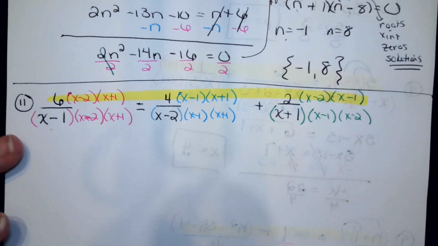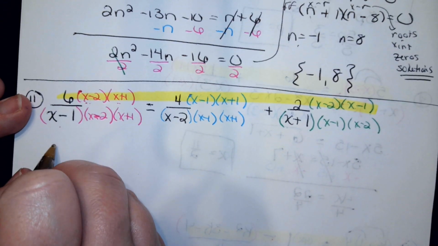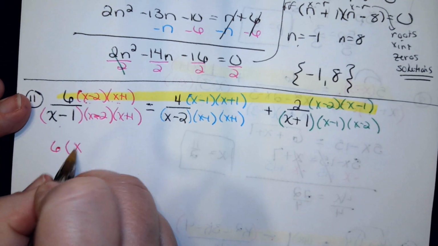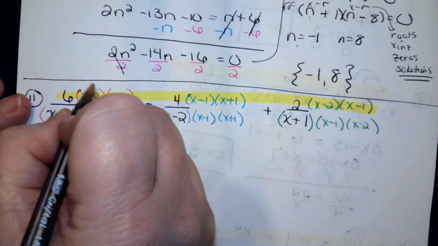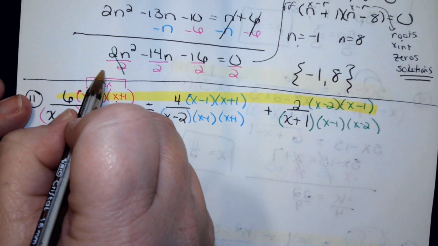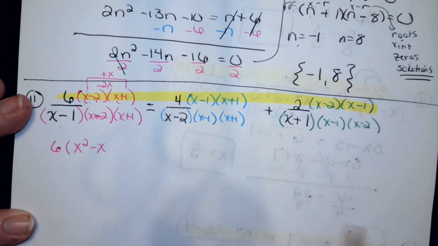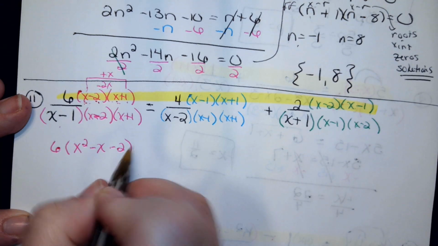Okay, so I'm going to come right here. I'm going to FOIL these first right here. So I got x times x is x squared. Negative 2 times x is negative 2x. And then x times 1 is positive 1x. And combining these, we get negative x. Negative 2 times 1 is negative 2.